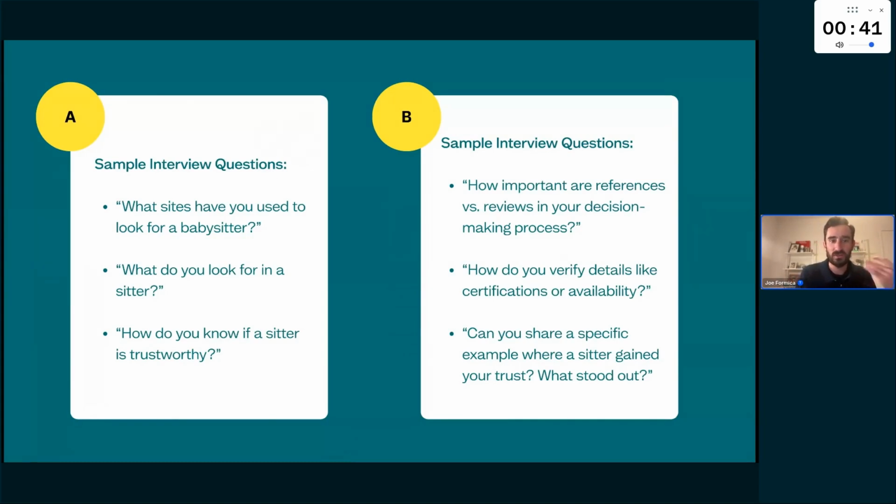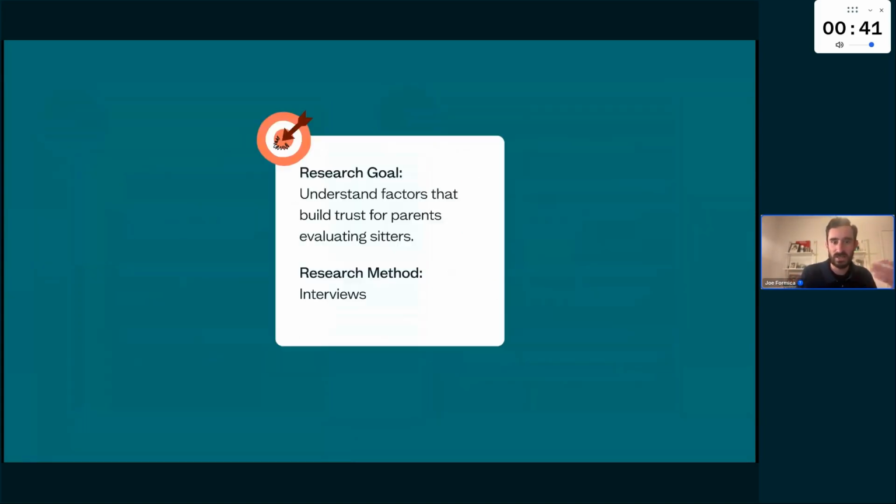But in terms of the goal, right, of understanding factors that build trust for parents, I would say B is going to get to some of those more experience-related insights, and ultimately, to our point of making the most out of our precious time with participants, is going to be more effective in doing that.